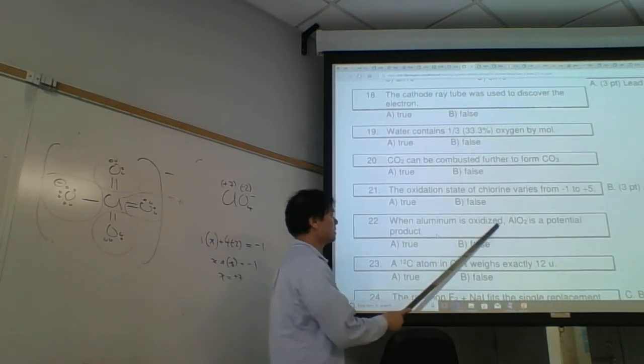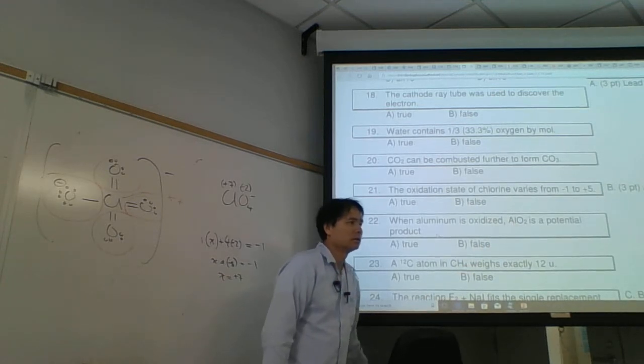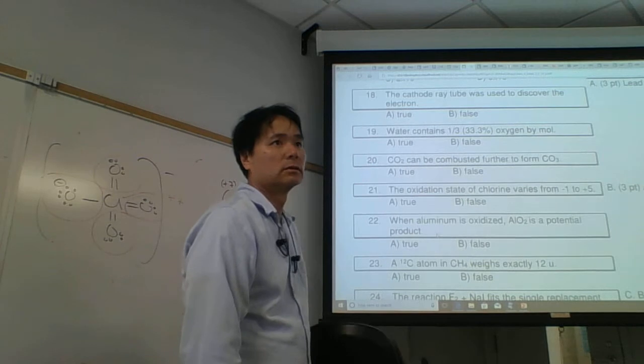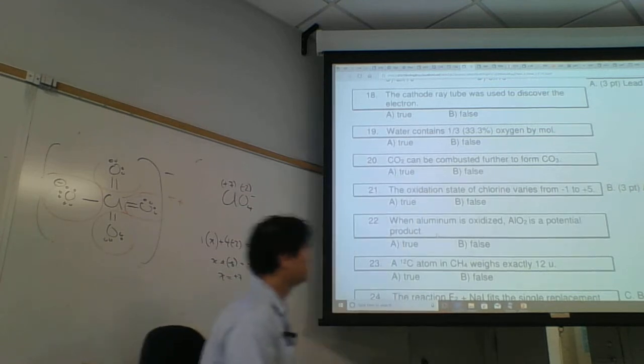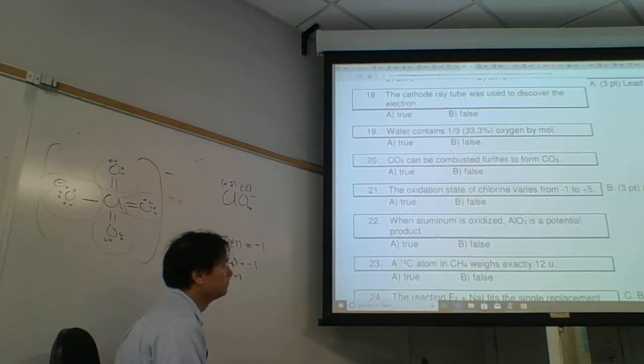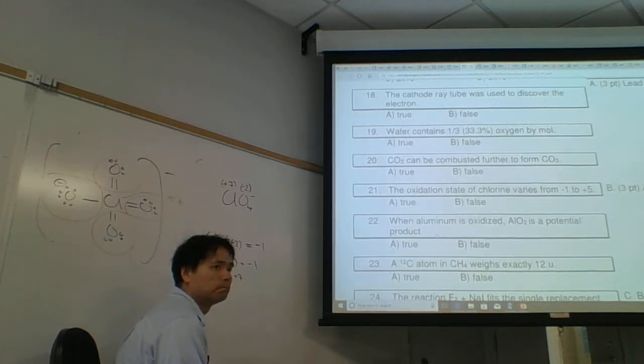22. When aluminum is oxidized, AlO2 is a potential product. Jim? False? That's correct. This is false. Anybody know why? 22 is false. Okay. It forms Al2O3. Yeah, it forms Al2O3. You're absolutely right.